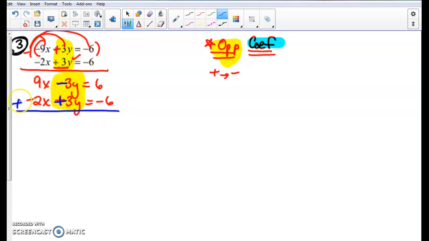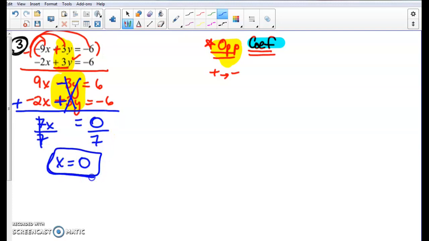So now we do 9x plus a negative 2x, and that gives us 7x. Negative 3y plus 3y is eliminated, equals 6 plus a negative 6 gives us 0. Now, last step to solve for x is to divide both sides by 7 to get rid of the 7. 7's cancel, and 0 divided by 7 is still 0, so x equals 0. And that's okay. We can get 0 because if you think about it being a point on a coordinate plane, 0 is a point on a coordinate plane.